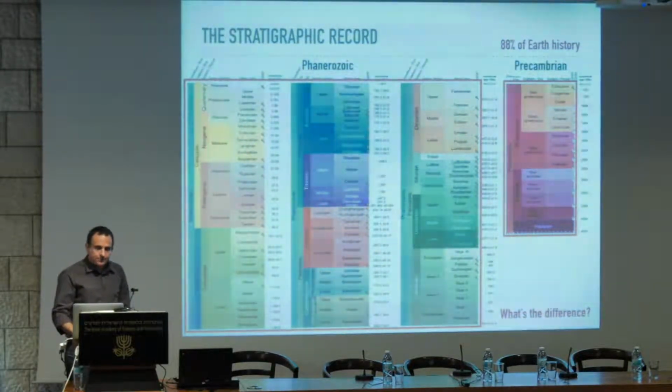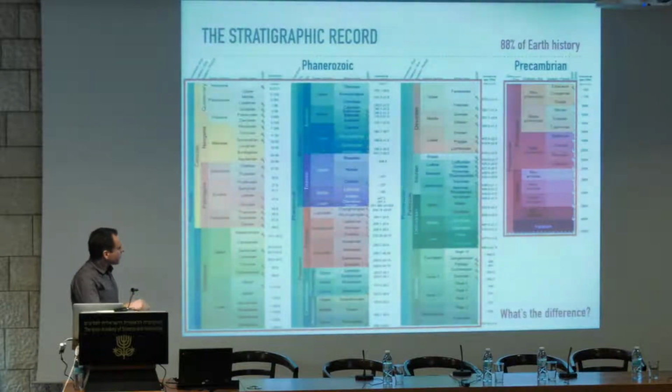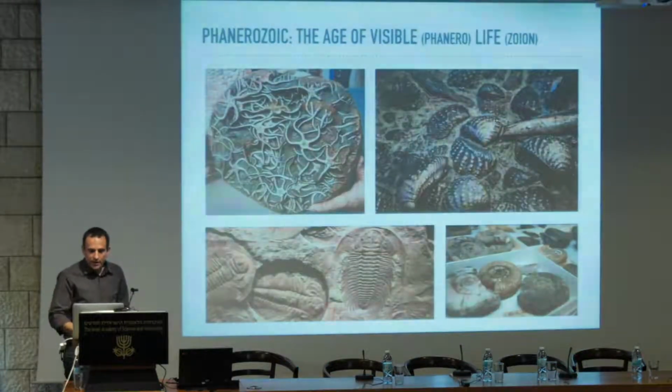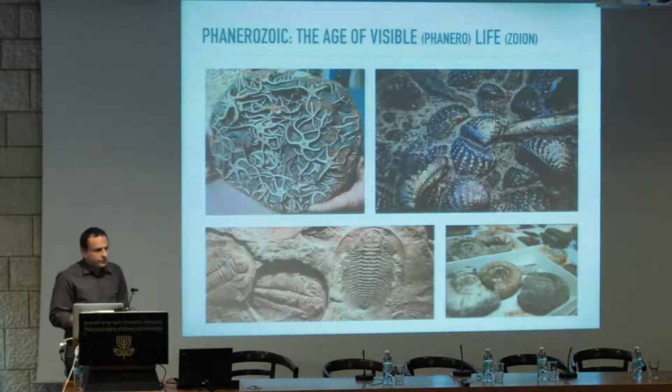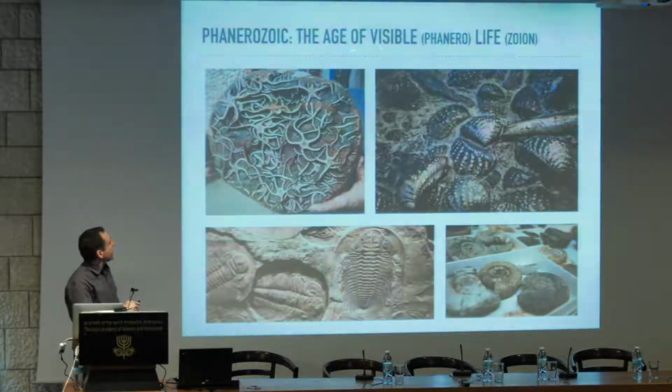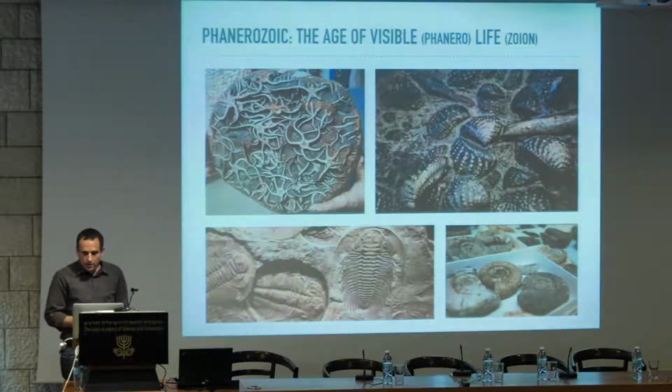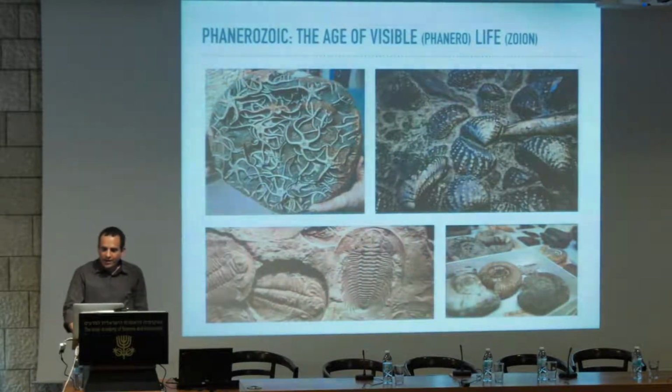But the reason that they were able to more finely cut these more recent sediments into finer and finer time periods is because of the presence of fossils. So about 540 million years ago was the beginning of the Phanerozoic. Phanerozoic is the age of visible, phanero, life, or animal, zoon. All right, so this is the age of visible life.